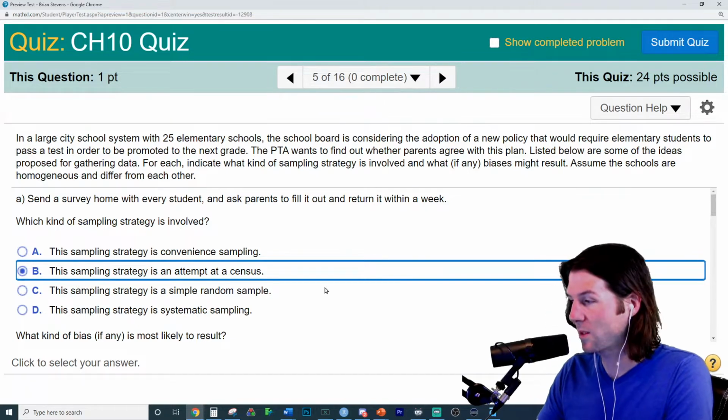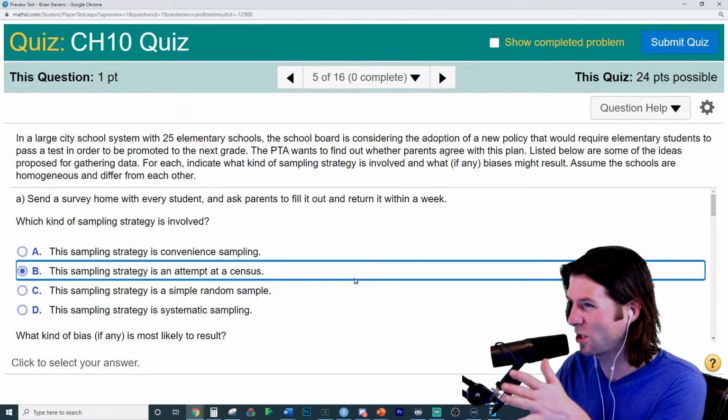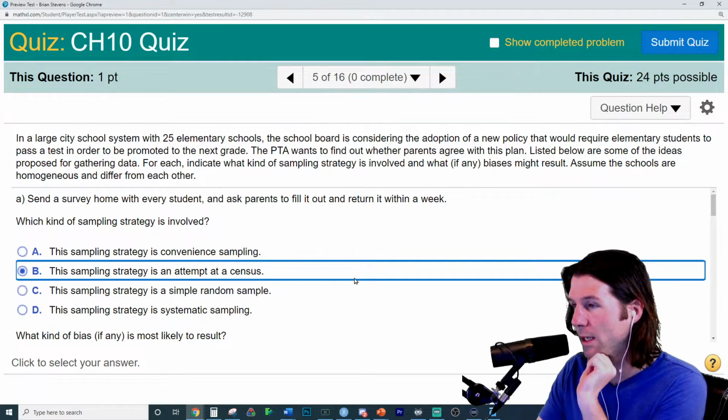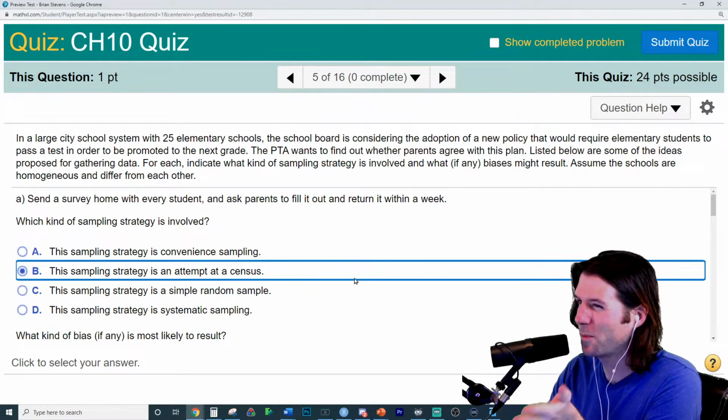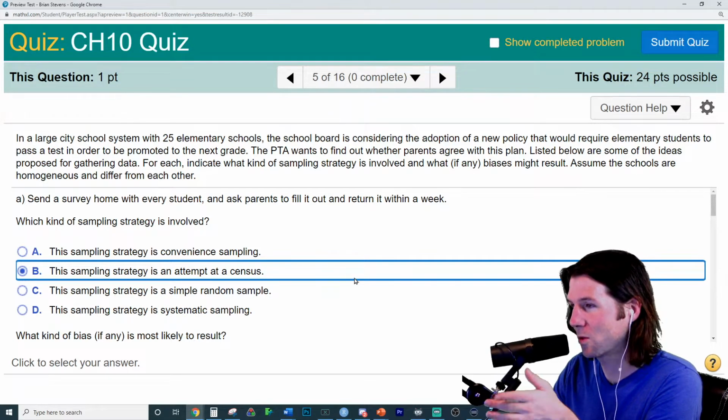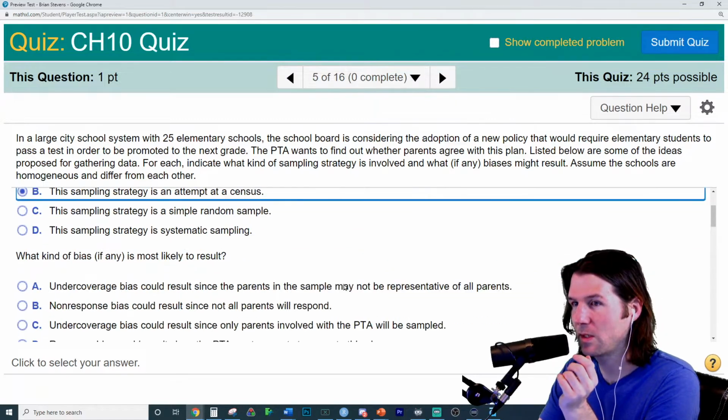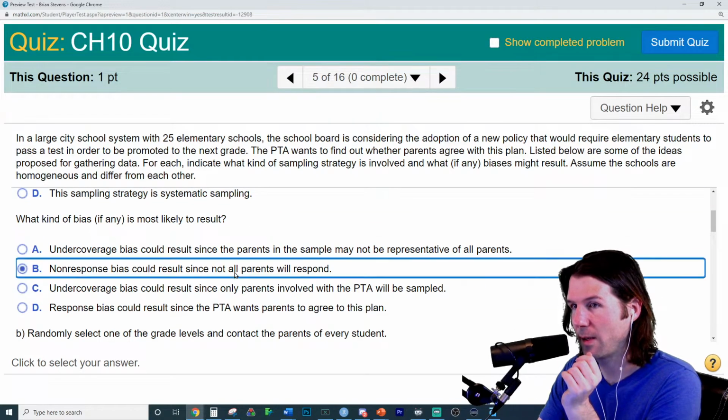Now, think about this. Where would there be bias, before looking down at the answers? Just think about it for a moment, and that'll help guide you when you look at the answers. The problem here is probably going to be that some parents won't respond. Some parents will just be like, I don't want to do this. So what are we going to see? We're going to see non-response bias.